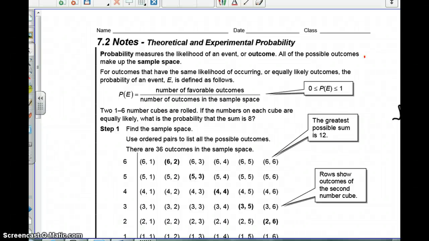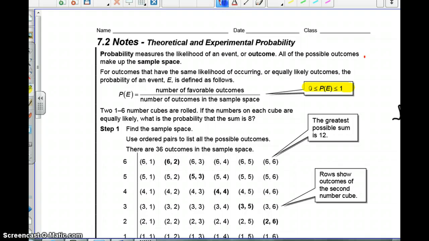Lesson 7.2 is Theoretical and Experimental Probability. From your notes, you should see that probability measures the likelihood of an event or outcome. All the possible outcomes make up the sample space. So for outcomes that have the same likelihood of occurring, or equally likely outcomes, the probability of an event E is defined as follows. The probability of E is the number of favorable outcomes over the number of outcomes in the sample space.